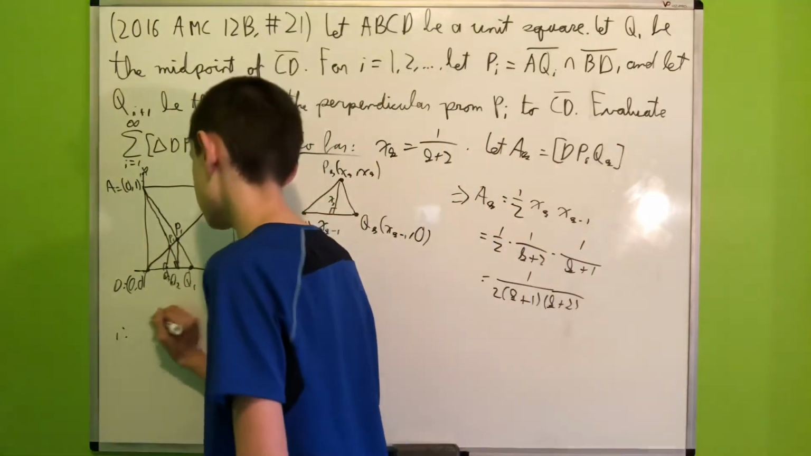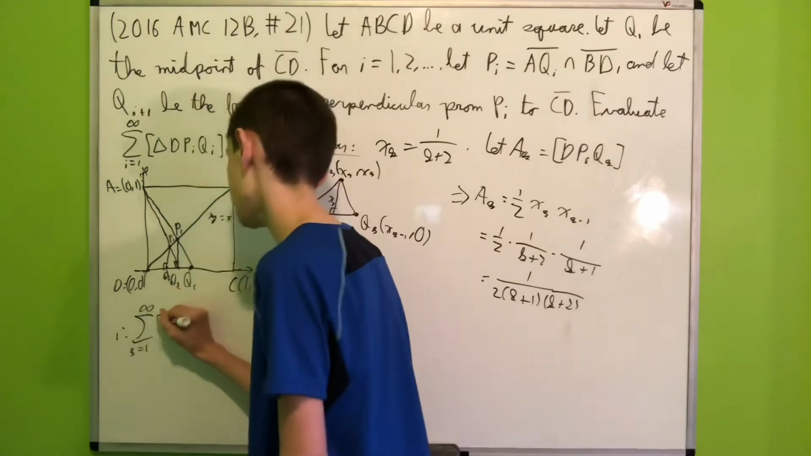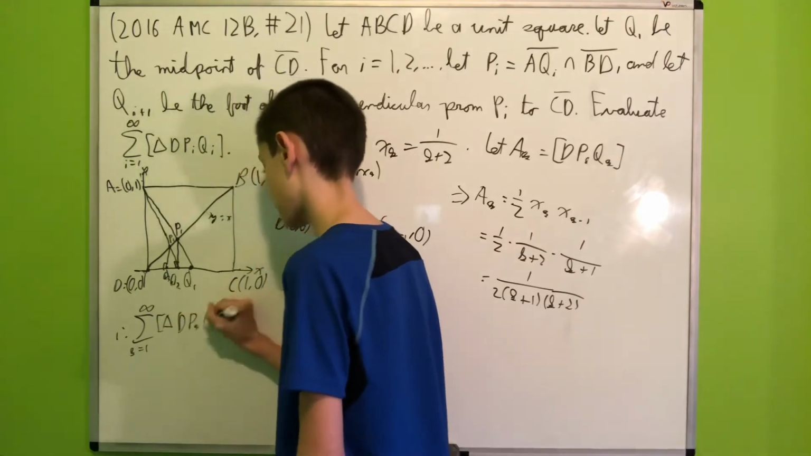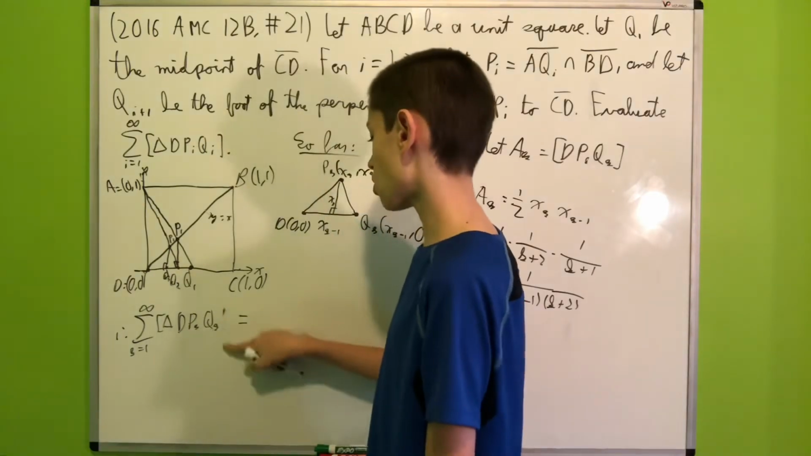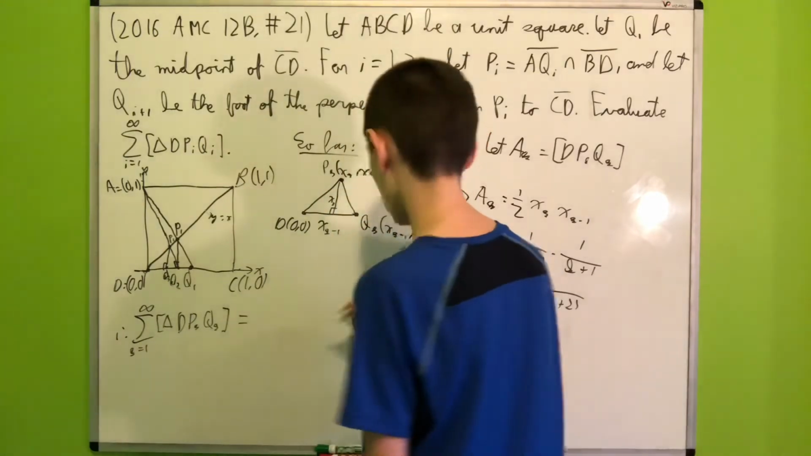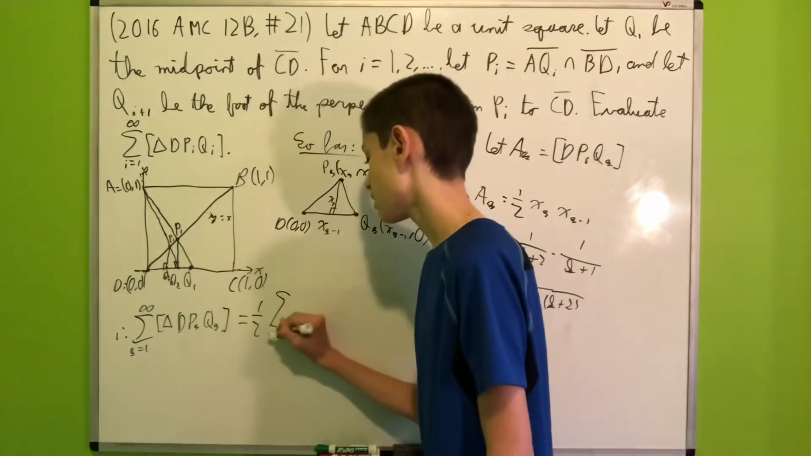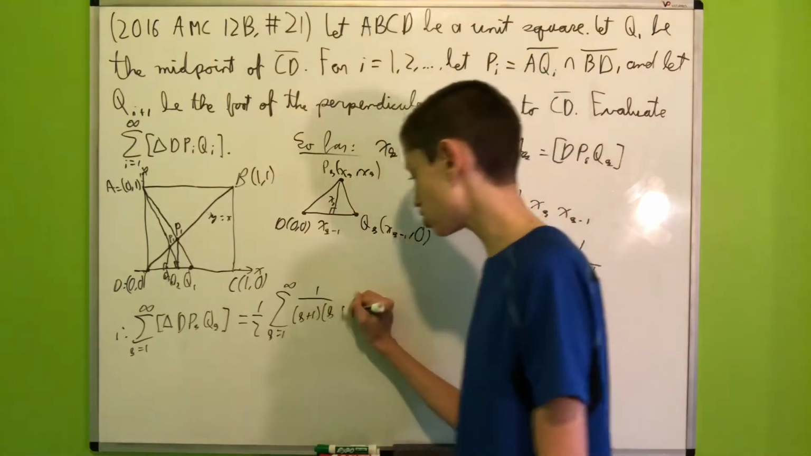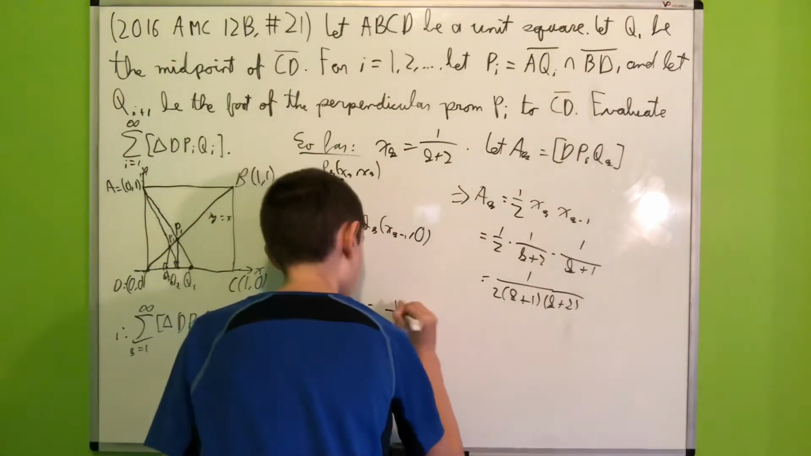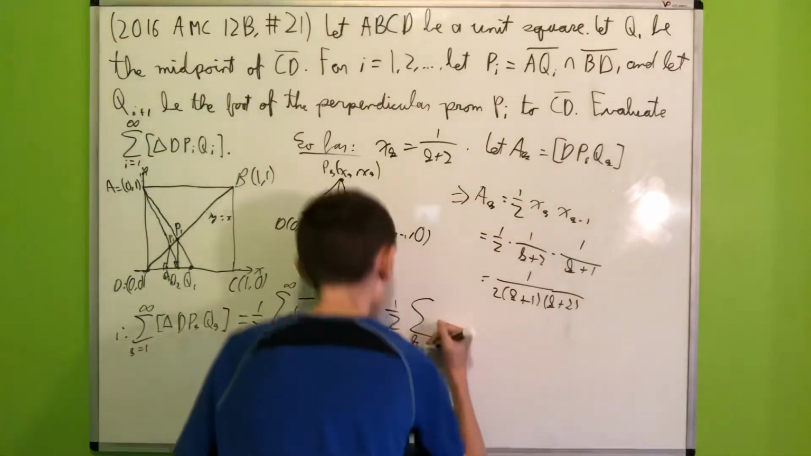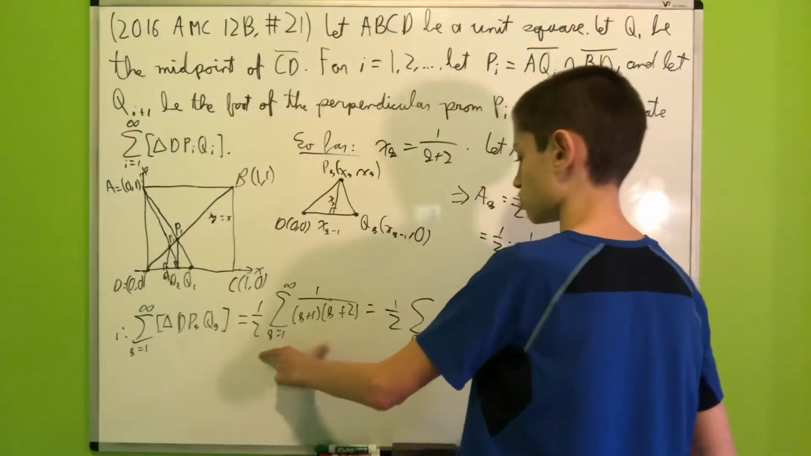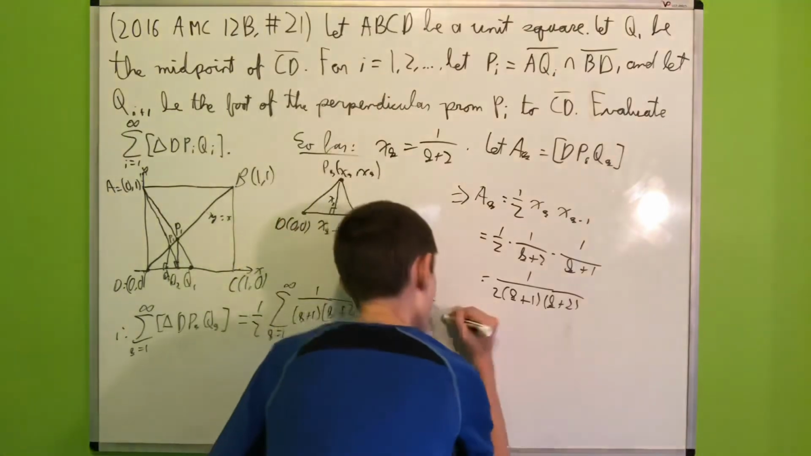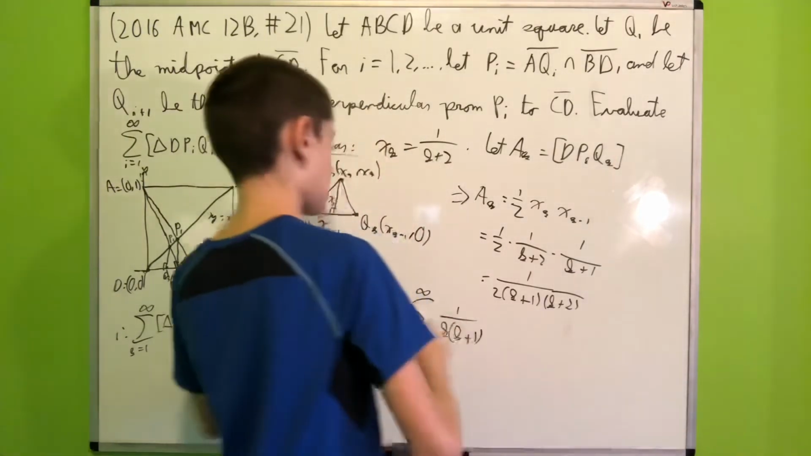Therefore, our infinite series, the sum as k goes from 1 to infinity of the area of triangle D P_k Q_k, is equal to, plugging this in and factoring out the 1/2, 1/2 times the sum as k goes from 1 to infinity of 1 over (k plus 1)(k plus 2). Actually, we'll re-index this infinite series so that it starts at 2. So we'll have the sum as k goes from 2 to infinity of 1 over k times (k plus 1). It will make things nicer like this.